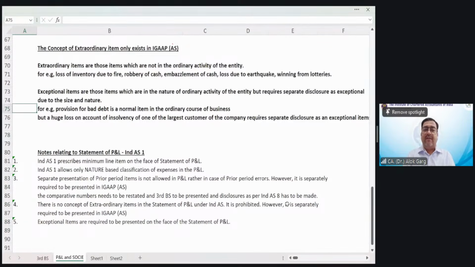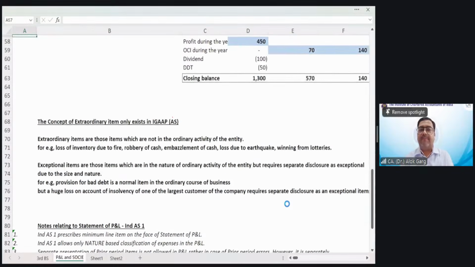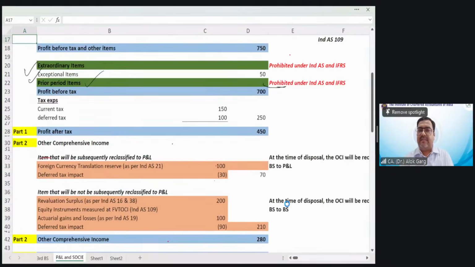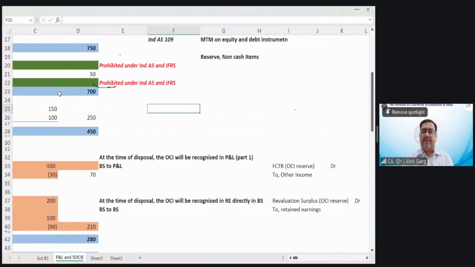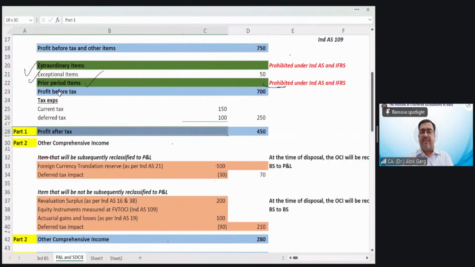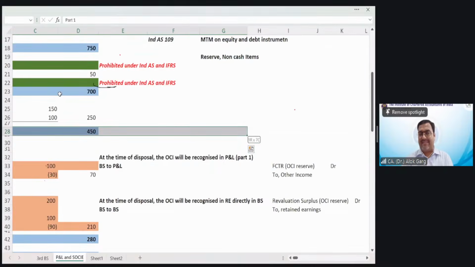Is that clear so far, friends? Whatever I have covered so far, is that clear or not clear? Please tell me. So, extraordinary item is not allowed under Ind AS and IFRS. Prior period item is not allowed under Ind AS and IFRS. Exceptional item has to be shown separately on the face of the P&L. Then profit before tax. Then there is current tax and deferred tax. And this is how we'll compute our profit after tax, right?